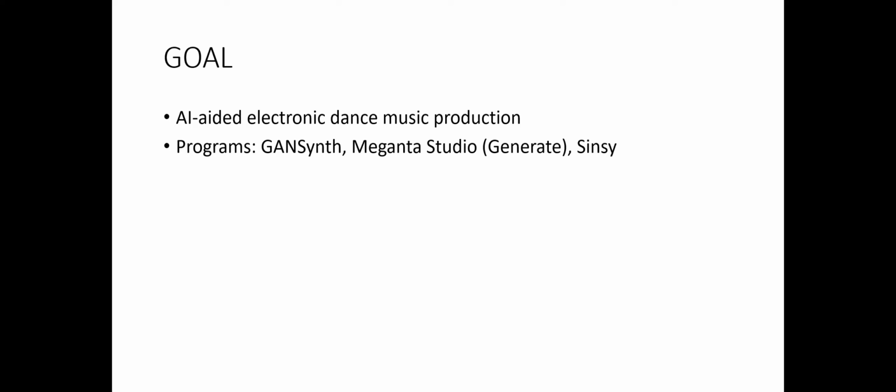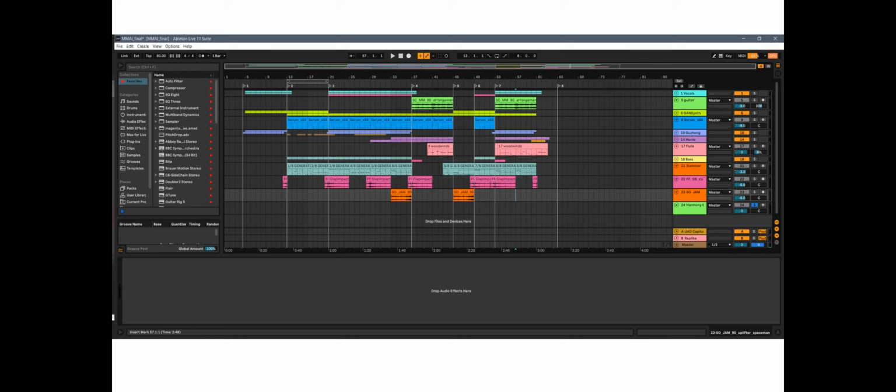Here are my goals. I want to explore AI-aided electronic dance music production using AI programs such as GANSynth, Magenta Studio, and Synthi. So before we start to listen, I want you to focus on four sounds: the strings, the plucking sound, and the percussions plus the vocals.